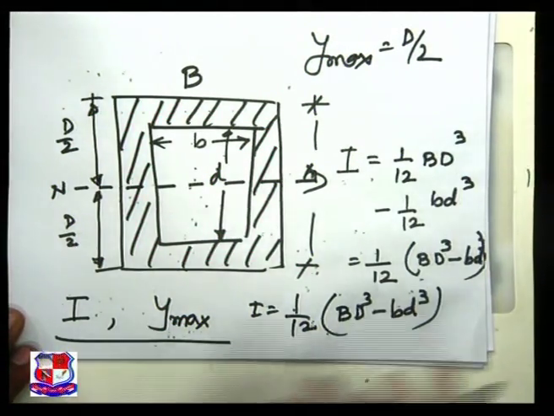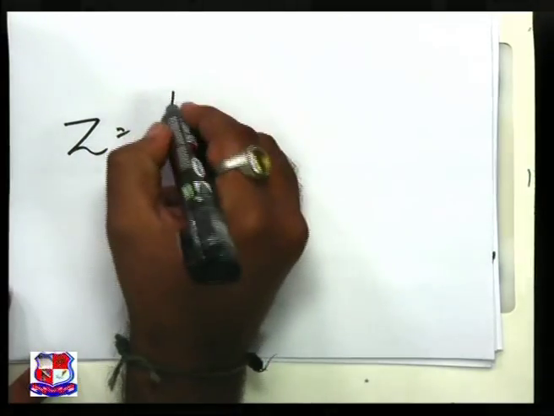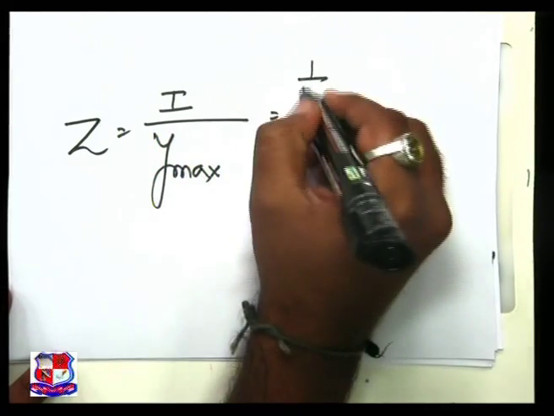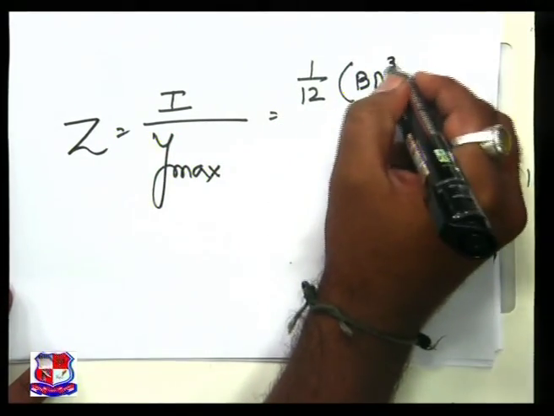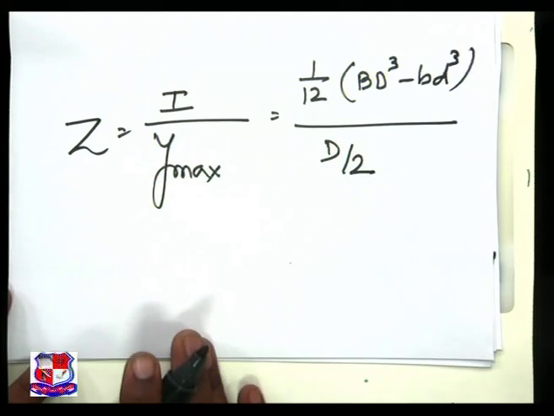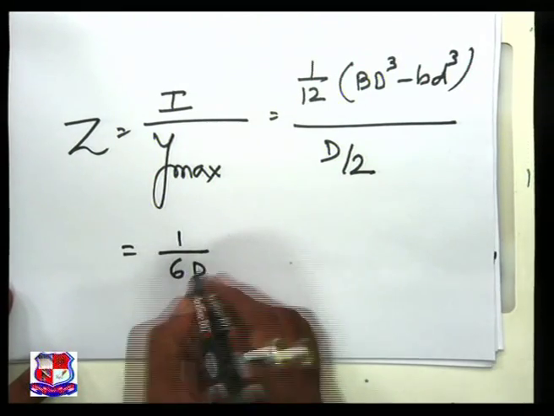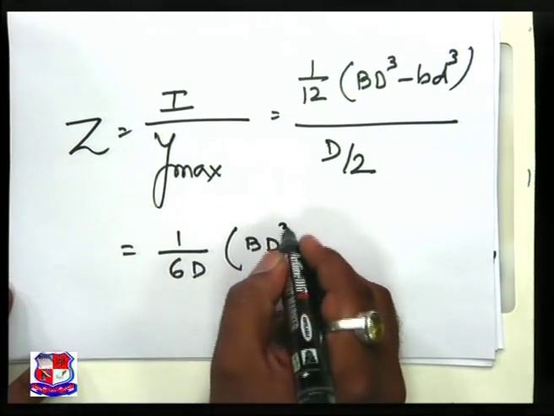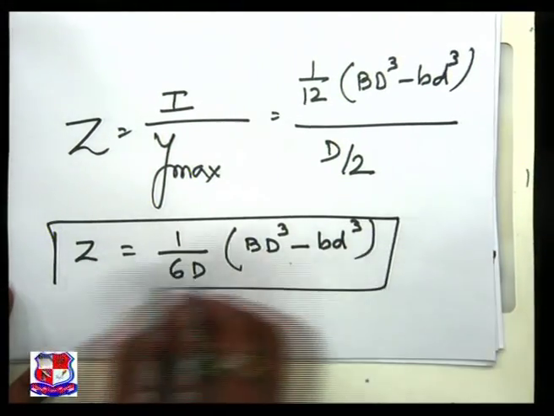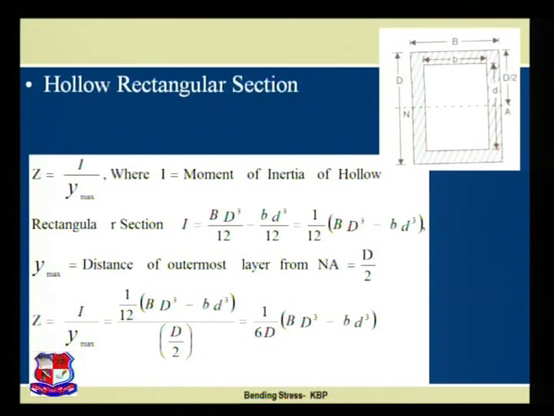So, to achieve Z, I by Ymax is equal to 1 by 12 (BD cube minus bd cube) divided by D by 2. We get 1 by 6D times (BD cube minus bd cube). This is the Z for a given hollow rectangular section.